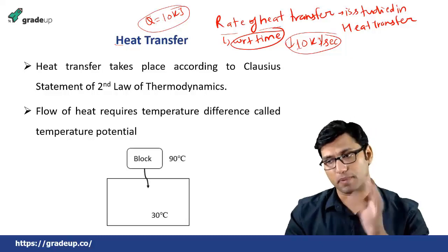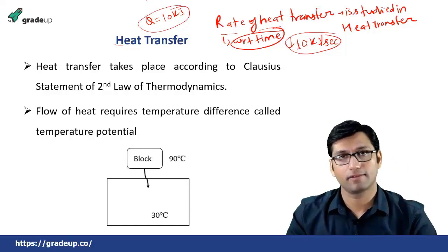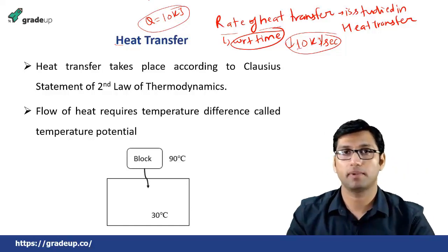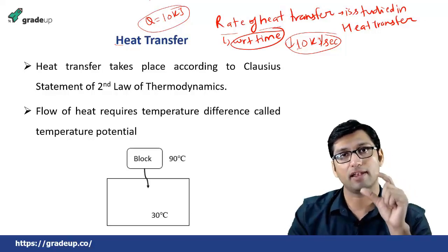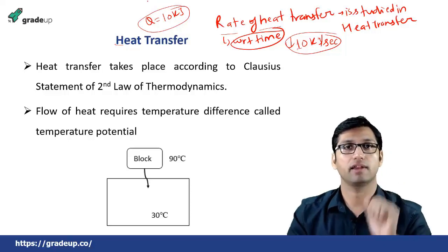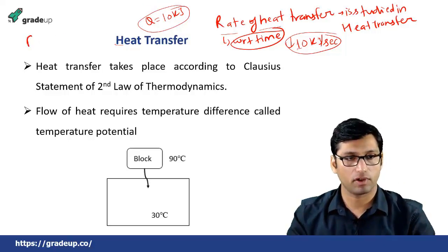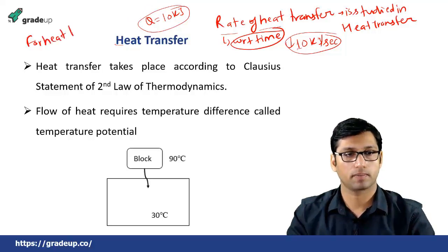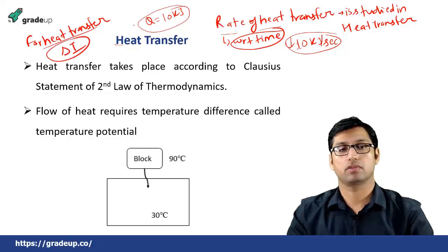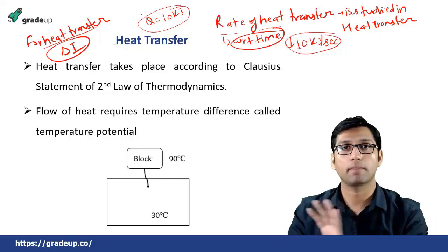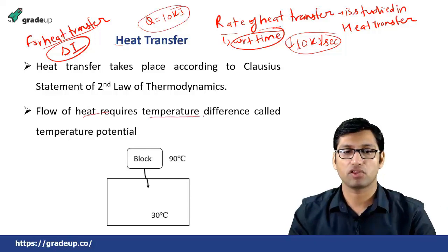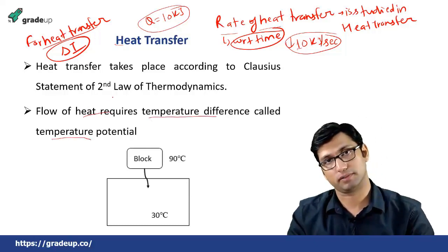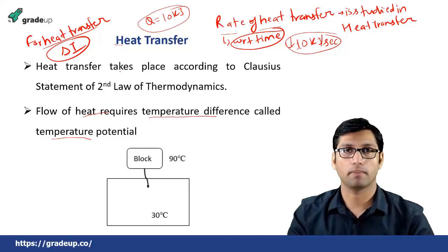In thermodynamics you have understood that for heat transfer to take place, the main thing we require is a temperature difference, because until and unless there is a temperature difference, no heat transfer can take place. So if there is no temperature difference or temperature potential, no heat transfer can take place. The flow of heat requires a temperature difference, and that is called temperature potential. This is one important thing.